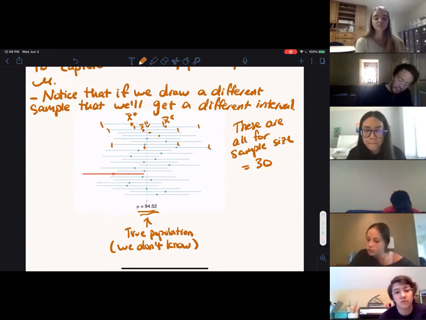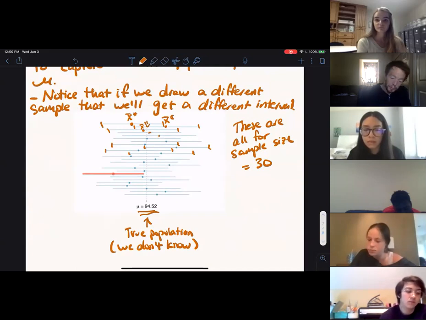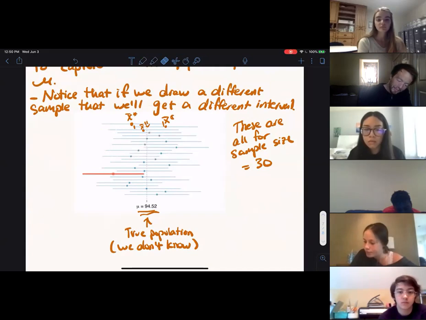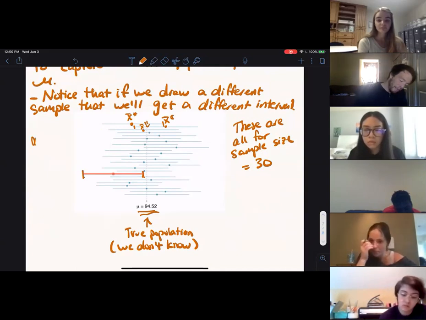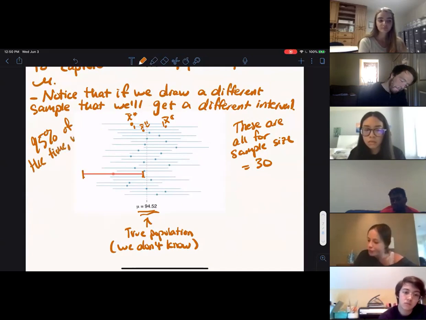When I make them, every single one in the blue does indeed contain the true population average, mu. But there's one that doesn't. This time I took a sample in the red here, and I made a confidence interval that didn't actually contain the true population parameter mu. But the point is that that doesn't happen very often. And in fact, if I were to do it many, many times, 95% of the time, my confidence interval will contain it.